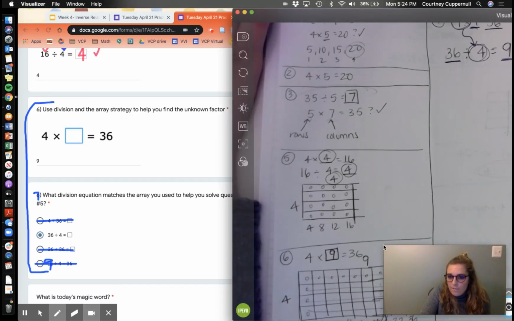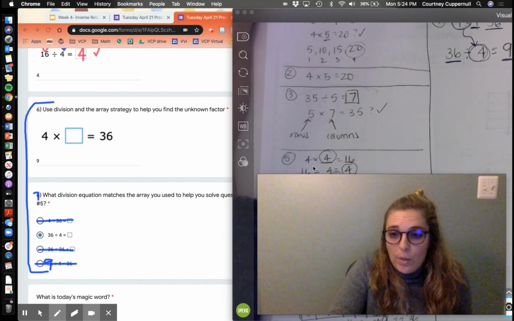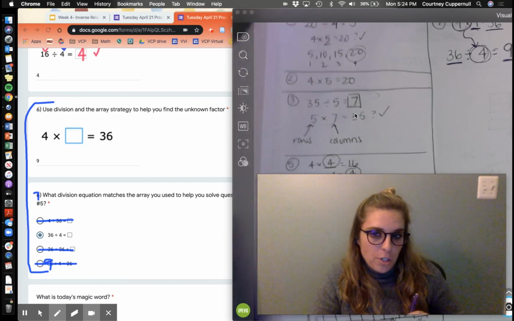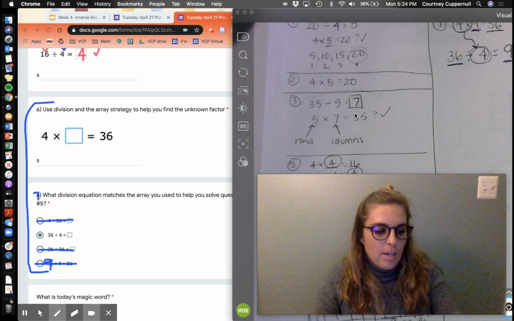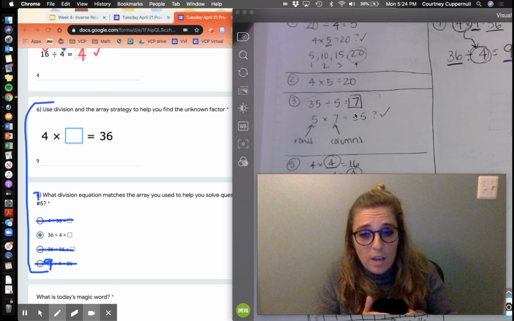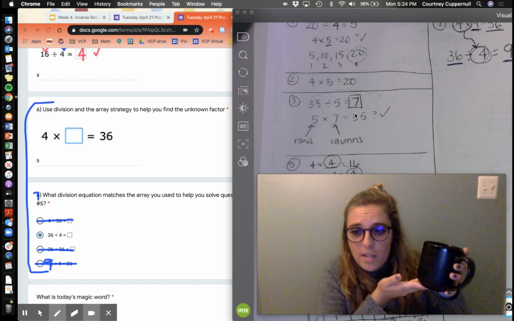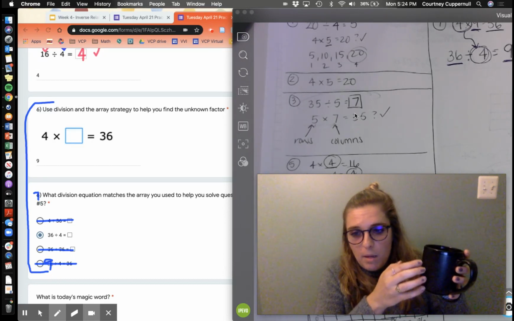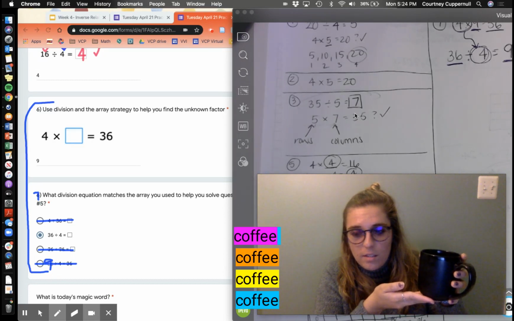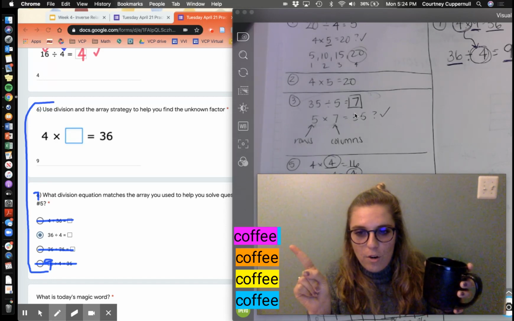Alrighty, it is time for today's magic word. I'm going to show it to you, and then I will also spell it on your screen. So today's magic word is Miss Cupperell's favorite drink. If you're her friends from Hadley, you know that this is literally what I live on. The magic word today is coffee. It's in my mug right now. I'm not actually going to drink it because it's cold right now, but the magic word today is coffee. I'll spell it for you right over there real quick.